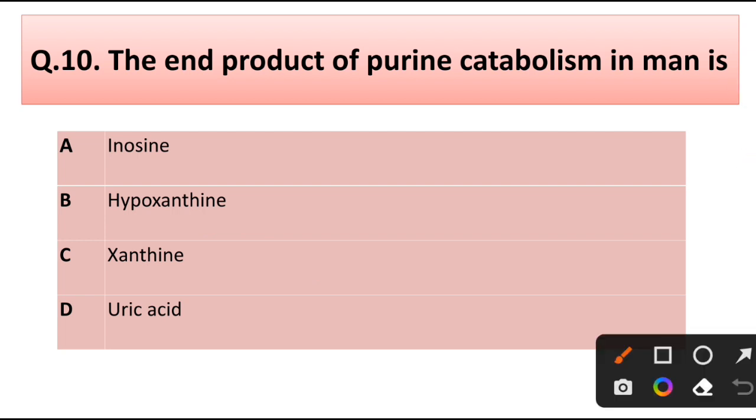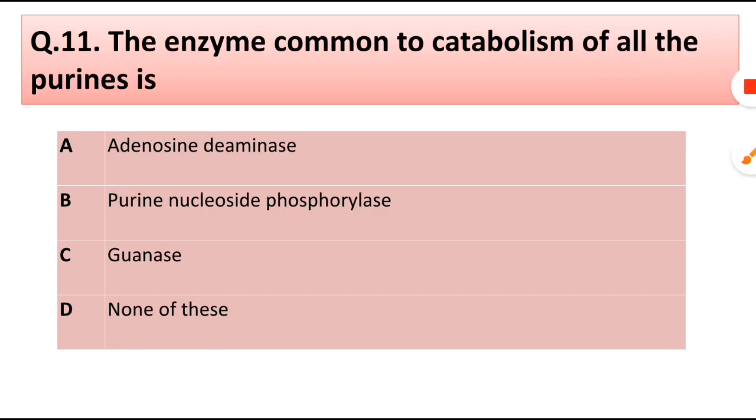Question number 10. The end product of purine catabolism in man is inosine, hypoxanthine, xanthine, or uric acid. Correct answer is option D, uric acid is the end product of purine catabolism.